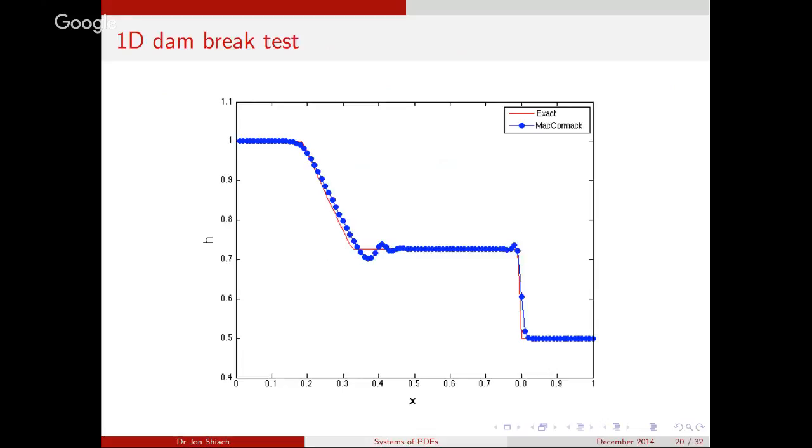And this is a solution. Hopefully you can see it's a lot better than Lax-Friedrich. We still have a little bit of a bobbly, sort of oscillating type thing here. Okay, that is a feature of second order schemes. It's very difficult to get rid of that. And there are more advanced techniques to do that.